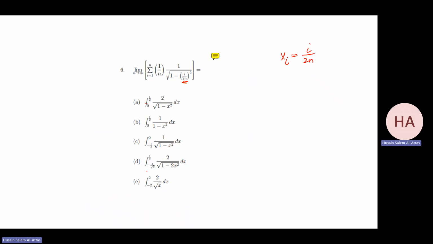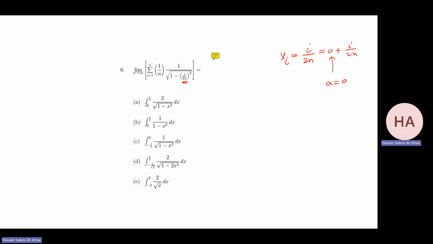And they started from 0 mostly. There is nothing starting from 1. So I'm starting from 0. So it means xi is 0 plus i over 2n. Yeah, this will be my a. Okay, I get the a now.